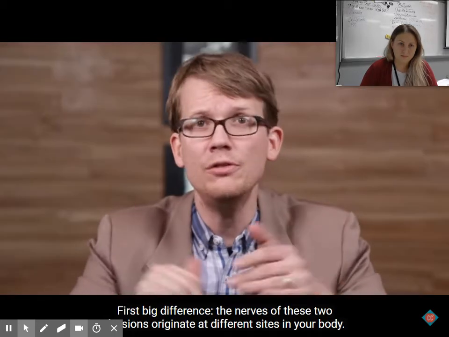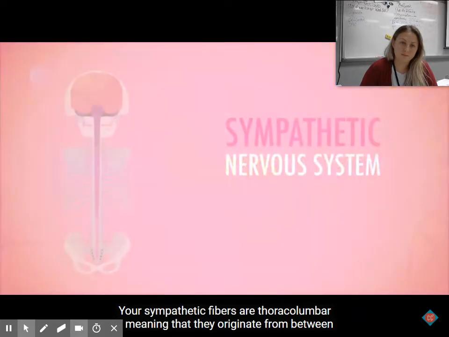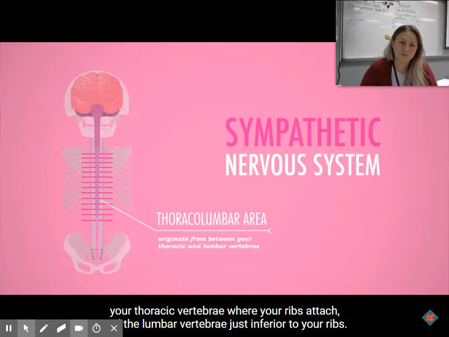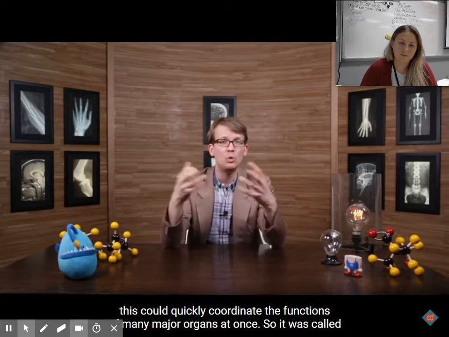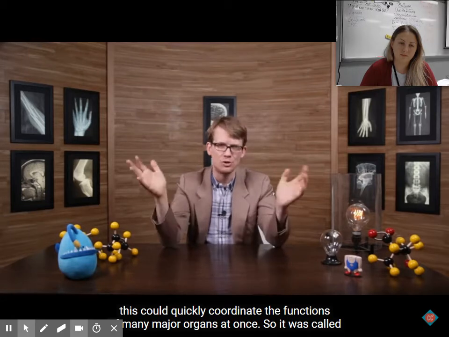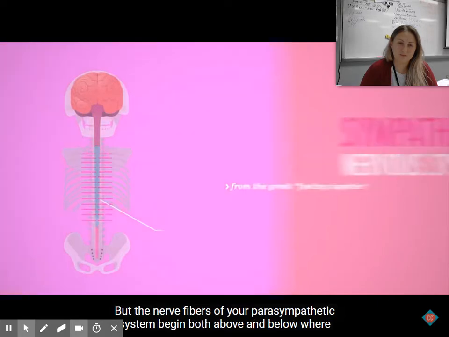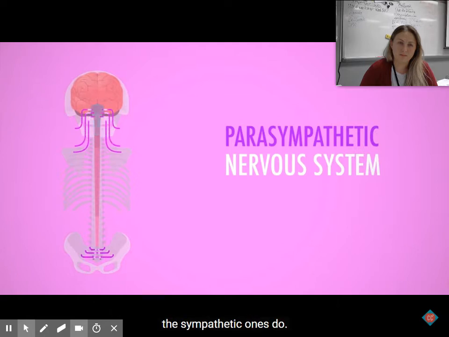First big difference, the nerves of these two divisions originate at different sites in your body. Your sympathetic fibers are thoracolumbar, meaning that they originate from between your thoracic vertebra, where your ribs attach, and the lumbar vertebra, just inferior to your ribs. Early anatomists saw how a network of nerves radiating from the middle of the spine like this could quickly coordinate the functions of many major organs at once, so it was called the sympathetic system, from the Greek words for feeling together.